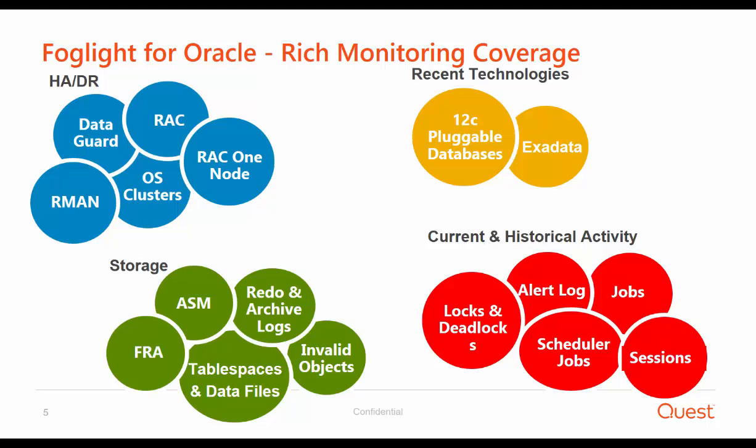Foglight has a very rich monitoring coverage for Oracle, SQL Server, and all the other database flavors. For example, here we can see in Oracle all the different aspects of high availability and disaster recovery solutions which are being monitored, such as Data Guard, Real Application Clusters, RMAN, etc. We also cover different storage aspects, including Automatic Storage Management, fast recovery area, redo logs, tablespaces and data files, and of course objects. We support the 12c multitenant architecture and Exadata, so we're basically up to date with the recent technologies from both current and historical standpoints.